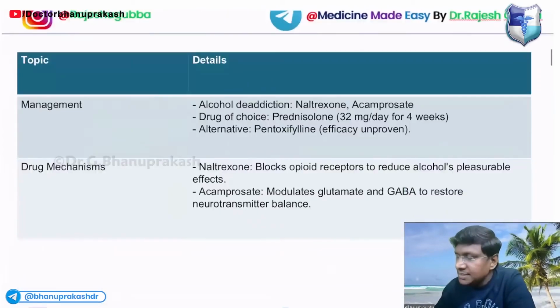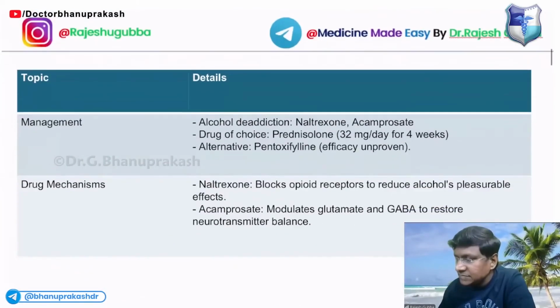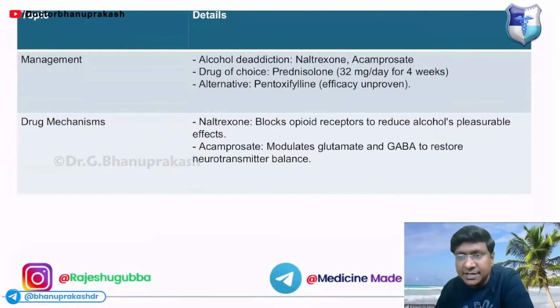Okay, right. Now, what is the treatment that you need to start with? First and foremost, the alcohol de-addiction. How will you do this alcohol de-addiction? It is done with the help of two important molecules, that is naltrexone or acamprosate. But what is the drug of choice?